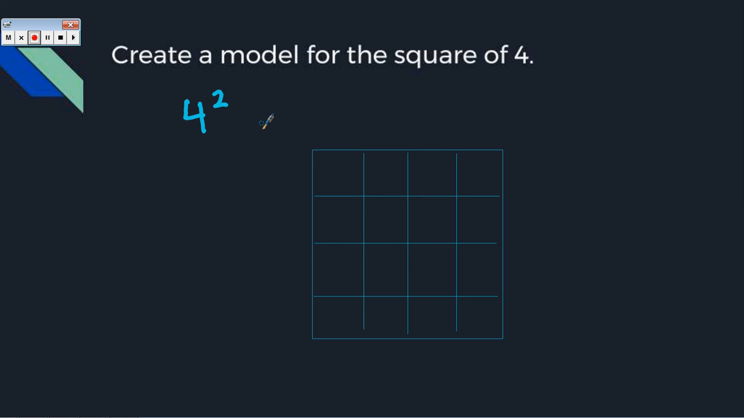So your model should look something like this, where you have 4 blocks on one side, 4 blocks on another, and we know that 4 squared is 16. So the total number of blocks that you've drawn should be 16. 4 by 4, or 4 times 4, 4 squared is 16. And this is a good model to represent that. Please check your work.